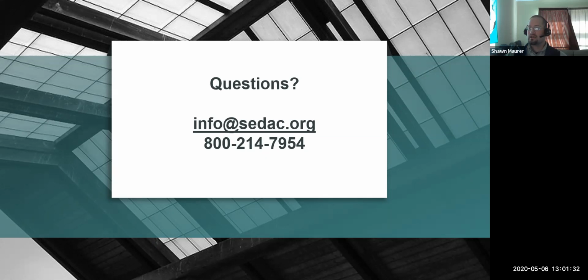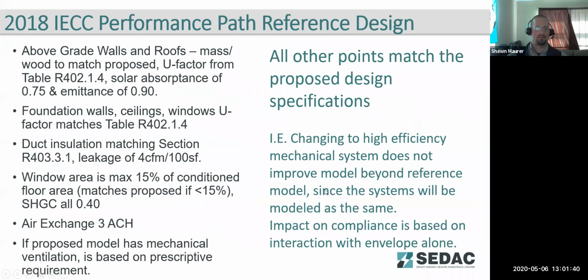We also had a question. Can we go back quickly to the performance method and show the entries? We can go back to that slide real quick. There's a total table in the IECC that has these performance path requirements. This information was copied from table R405.5.2.